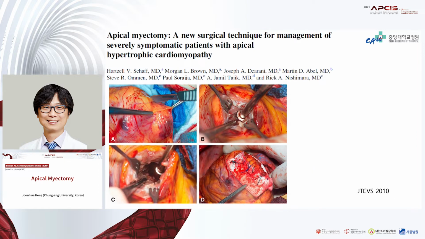It is almost impossible to talk about apical myectomy without mentioning Dr. Schaff's paper. This paper was published about 10 years ago, and as you can see in this picture, the apex of the heart is lifted up, and then an incision is made on the apex, and through the apical incision some part of the hypertrophic muscle is resected, and then the apex of the heart is closed.